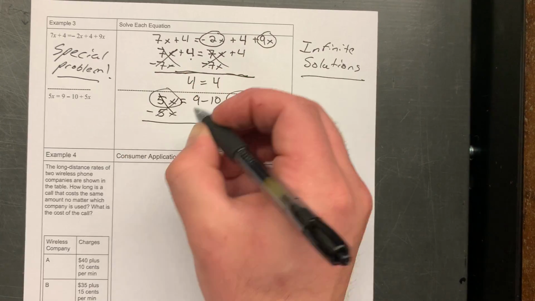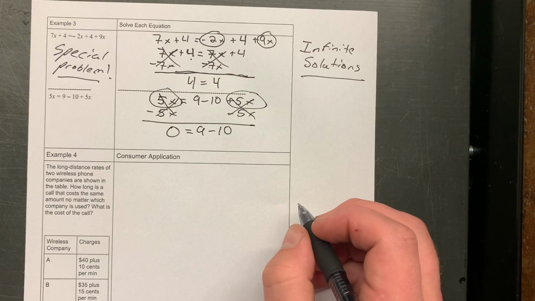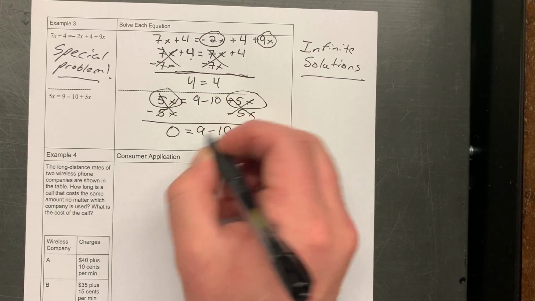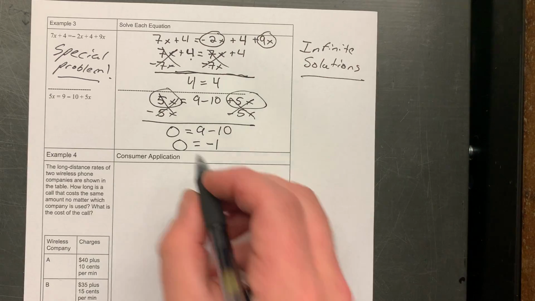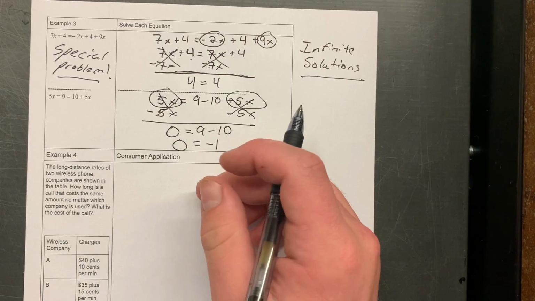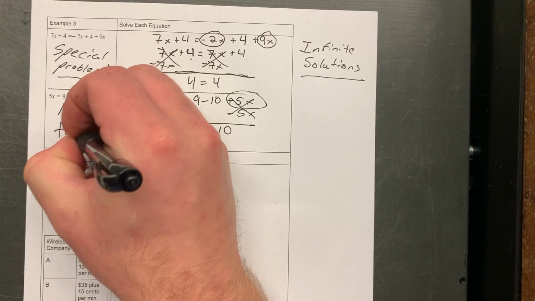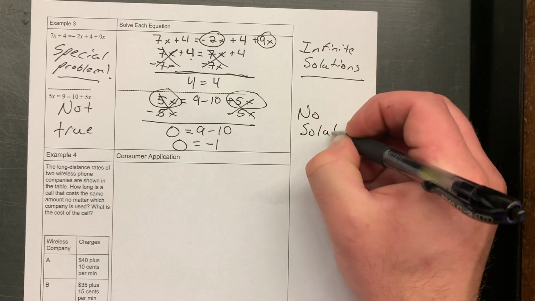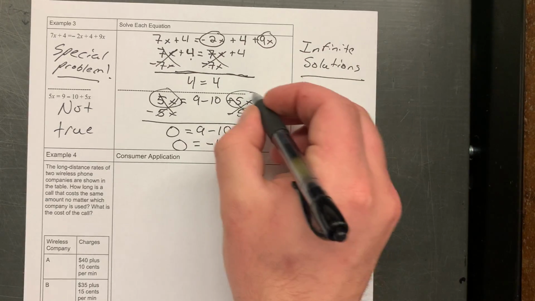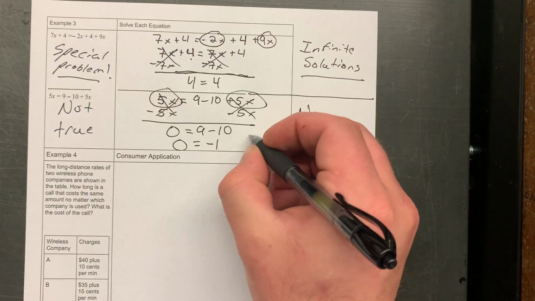Huh, that's weird. I get 0 equals 9 minus 10. And I know that actually 9 minus 10 is going to be negative 1. 0 is equal to negative 1. That's just not a true statement. So this is not true. Or we can state this as no solution. These are, again, a special problem.